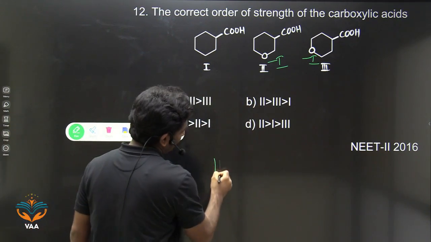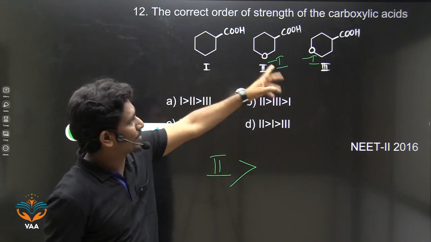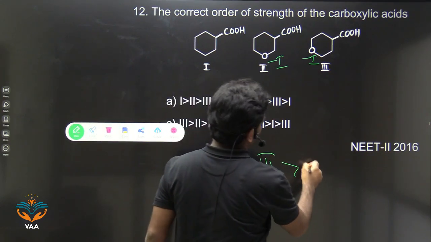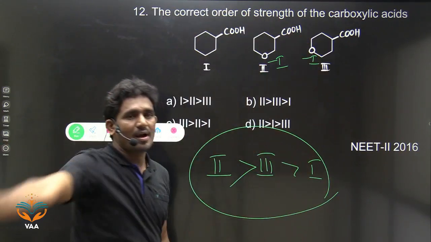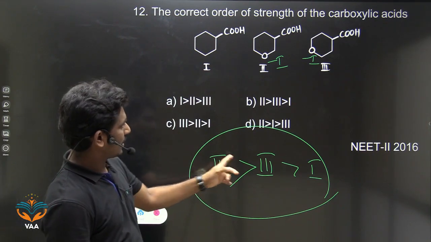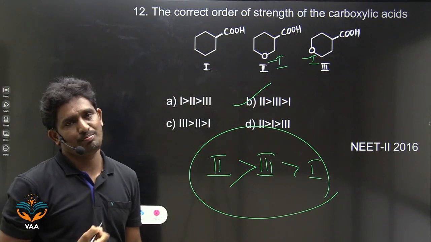So सबसे ज़्यादा 2 है. बाद में 3 आएगा, because it has a minus I group, and this one has no minus I group. So 3 comes next, and after that 1 comes, right? So this is the answer: 2, 3, 1. Answer is B.